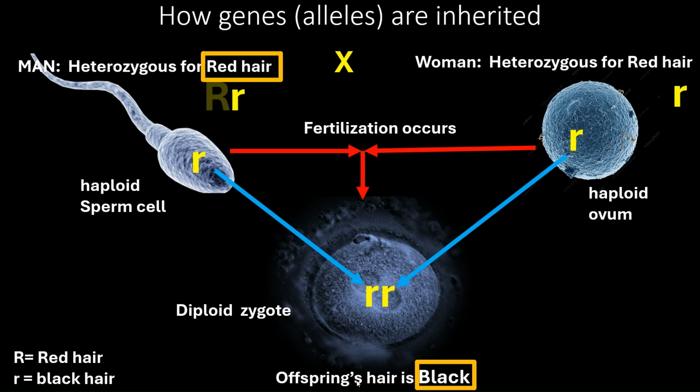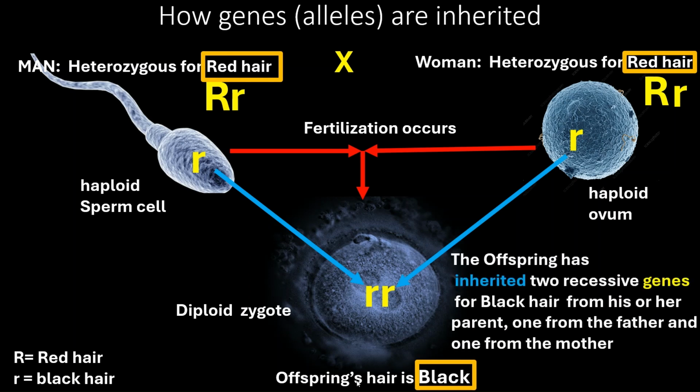Remember the hair is red here. For your hair to be red, all you need is just one dominant allele. That means the genotype for the man will be heterozygous, one capital R, one small letter r. Same thing applies to the woman. Even though she carries the recessive allele for black hair, the hair is still red. And there you have it. That is how you inherit alleles. What just happened is that the offspring has inherited two recessive genes for black hair from his or her parents, one from the father and one from the mother.